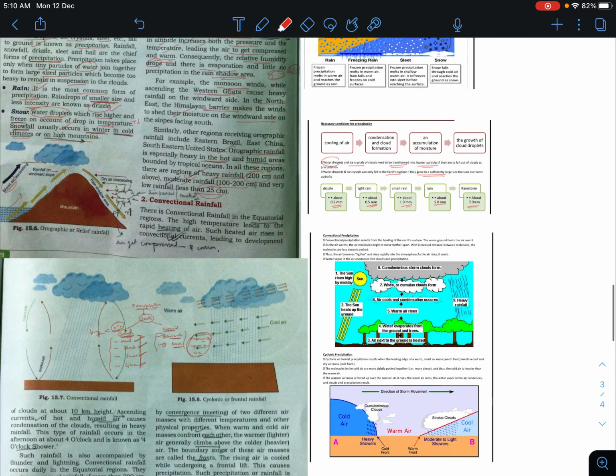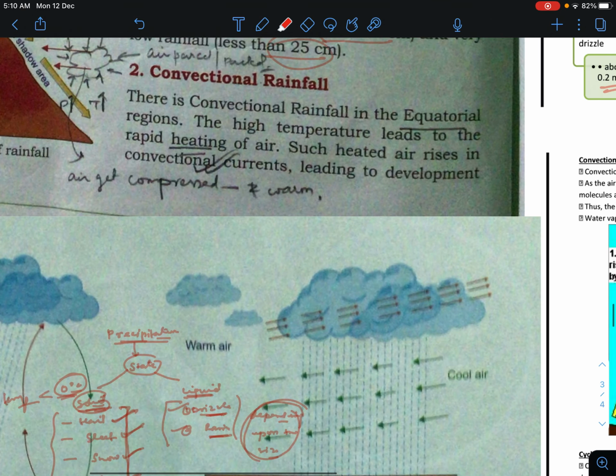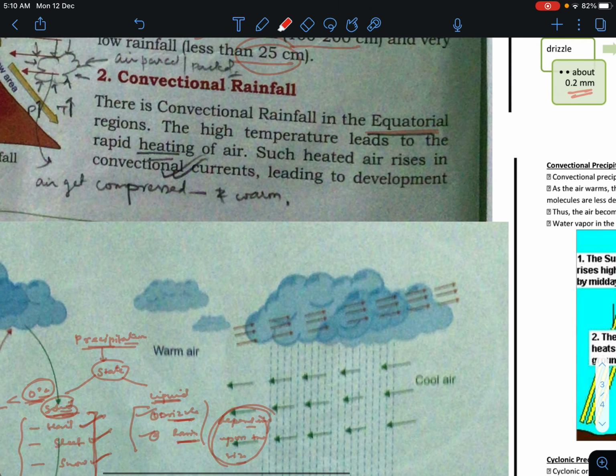After that, we are going to study about convectional rainfall. There is convectional rainfall in the equatorial region. So it generally happens in the equatorial region. You have to remember that this convectional rainfall is going to happen in the equatorial region. The high temperature leads to rapid heating of air.